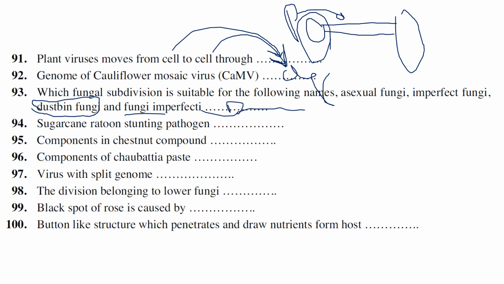Sugarcane ratoon stunting pathogen. Sugarcane ratoon stunting is caused by Leifsonia xyli subspecies xyli. Previously it was called Clavibacter xyli subspecies xyli. This question was asked in 2023 NET.